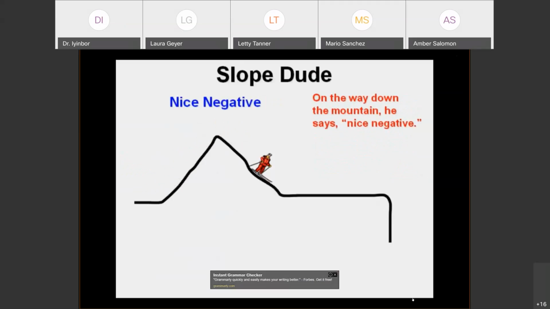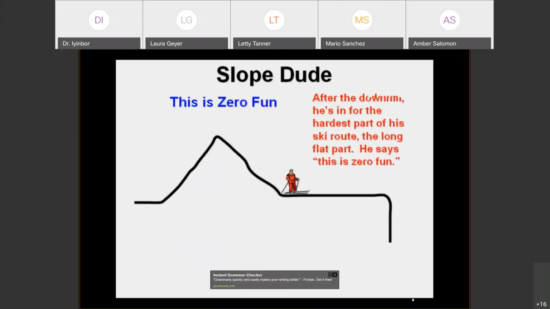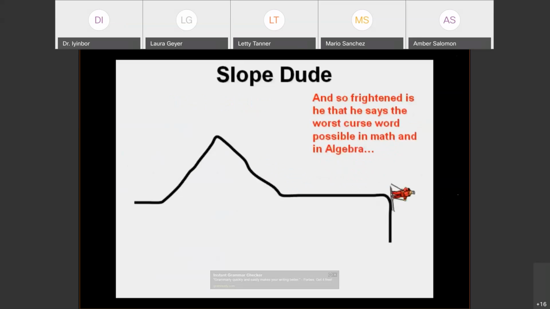Nice, negative. And now, after the downhill, he's in for the hardest part of the ski run, the long, flat part. He says, this is zero fun. This is zero fun. And as he finishes the flat part, he doesn't see well ahead, and all of a sudden, he comes to the edge of a cliff. It's straight down. So frightened is he that he says the worst curse word possible in math and in algebra.